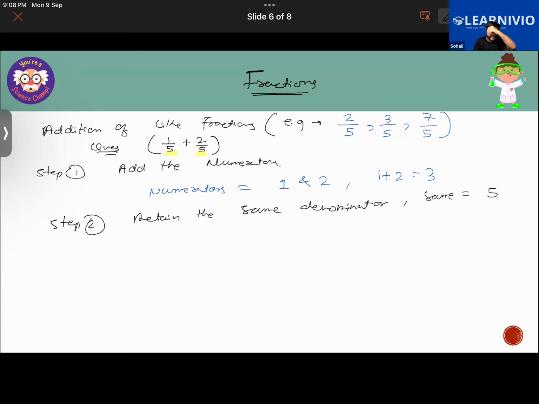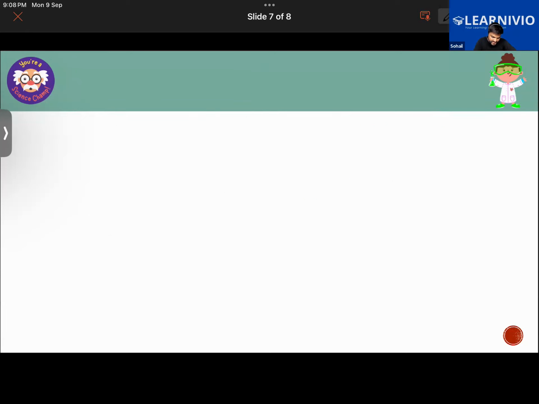So therefore, in step number 3, what we see is that the sum of 1 upon 5 plus 2 upon 5 will be simply 3 upon 5. As simple as that. Understood this now? Yes. Okay. So that is the addition of like fractions. What about subtraction?